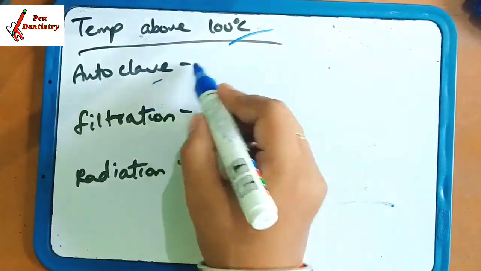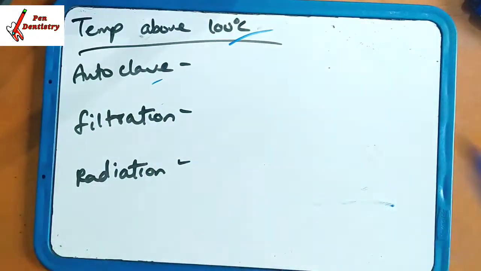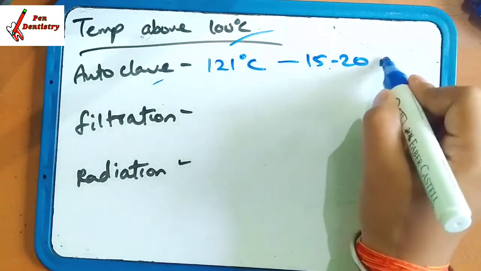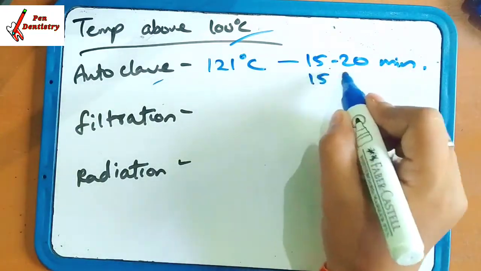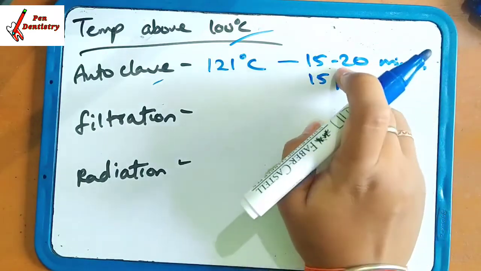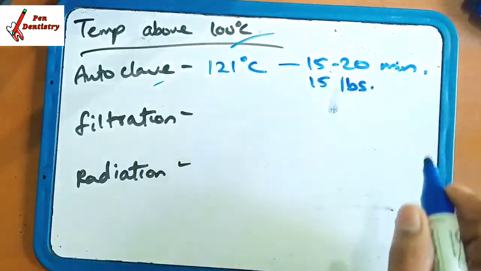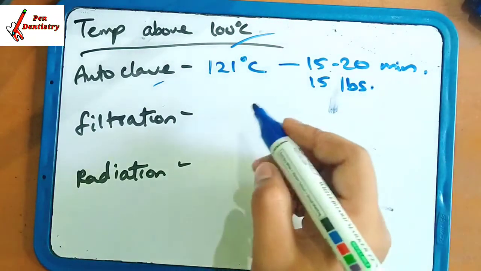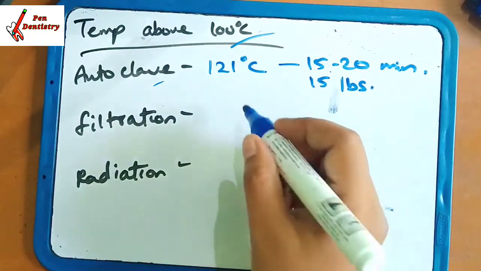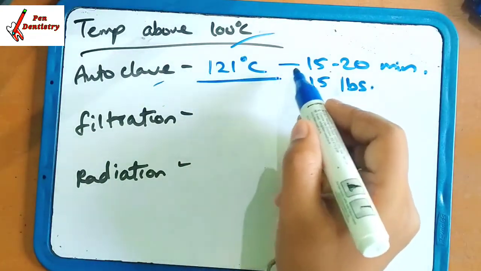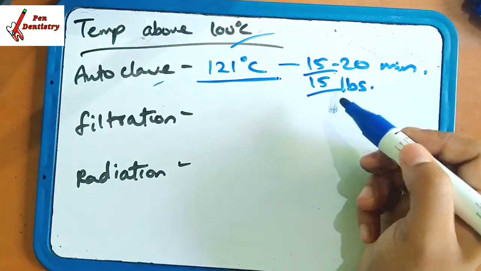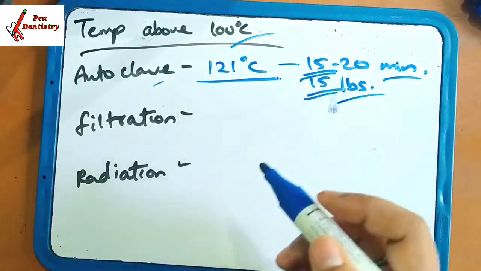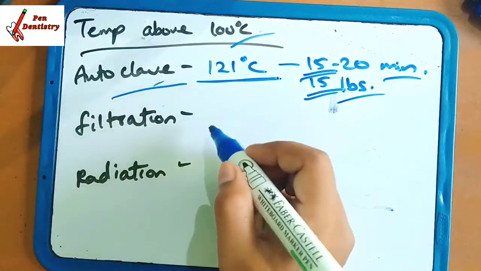Okay. First one is autoclave, then filtration, radiation. In autoclave, what we do? At 121 degrees Celsius for 15 to 20 minutes at pressure 15, we heat. Autoclave is used for culture media, rubber goods, syringes, gowns and dressings. Just remember 121 degrees Celsius, 15, 15. You don't have to remember the minutes and the pressure, just 121, 15, 15. That is the trick. We will take it in detail afterwards.